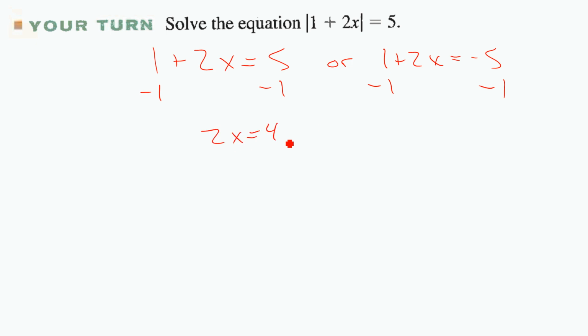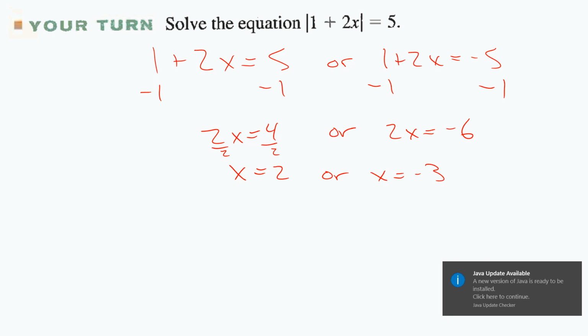Your turn. Give it a shot. 1 plus 2x equals 5, or 1 plus 2x is equal to negative 5. Subtract 1. 2x equals 4, or 2x equals negative 6. So x equals, if we divide by 2, 2 or negative 3.